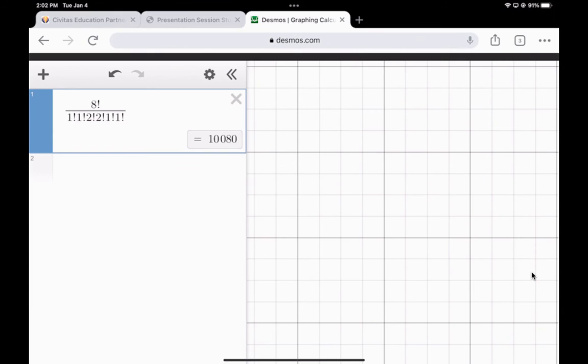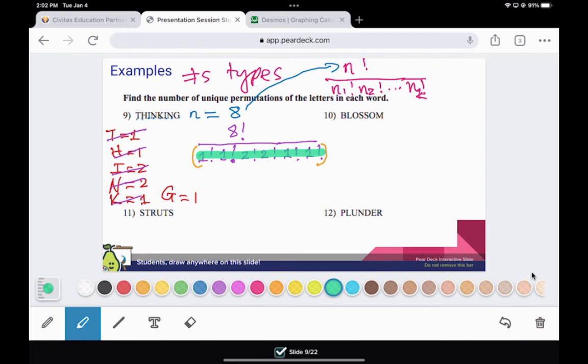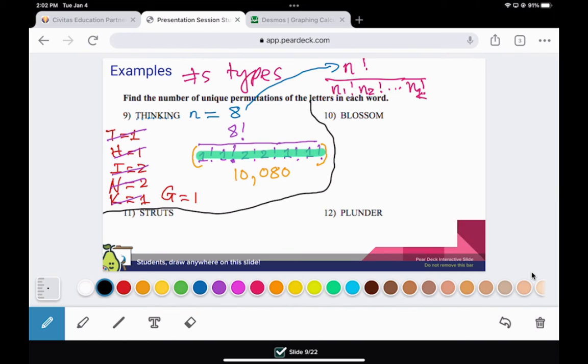So wait, 10080. So the answer for this one is 10,080. Not too bad, right? It's not as easy as the other one that we did yesterday, but this one is not too bad.